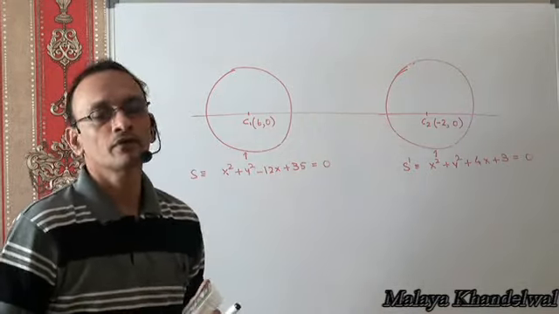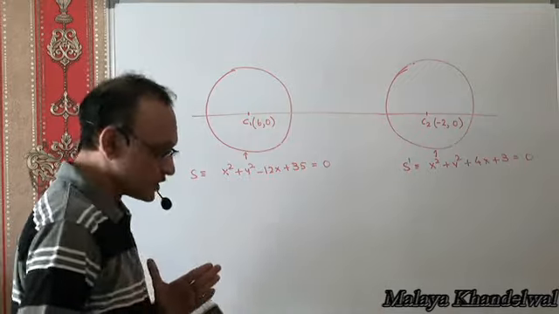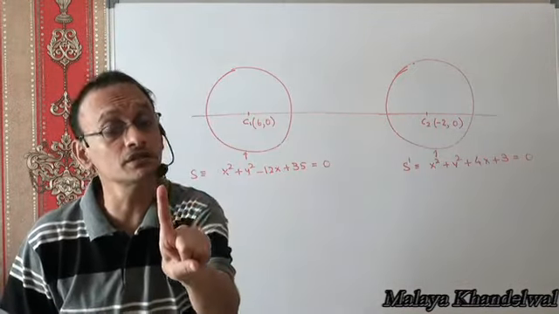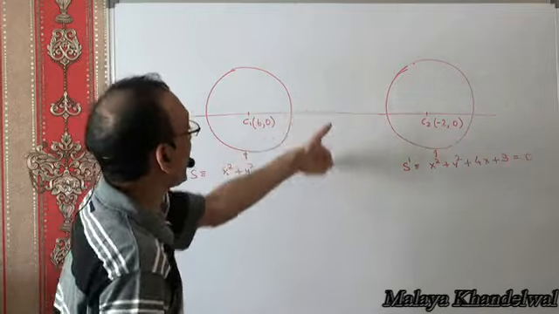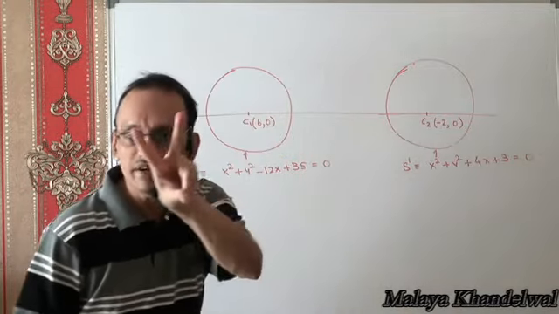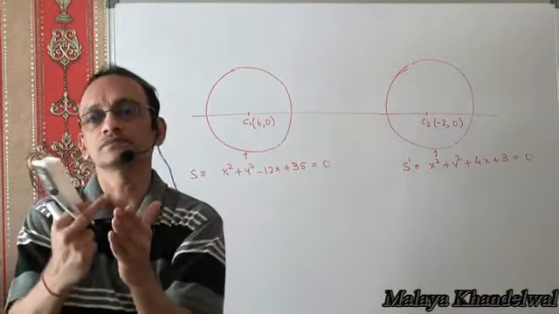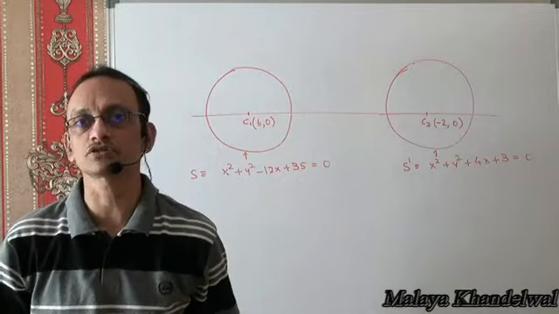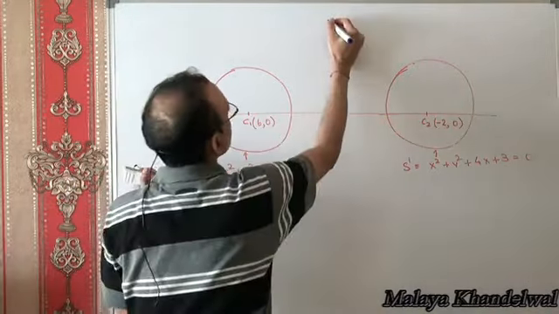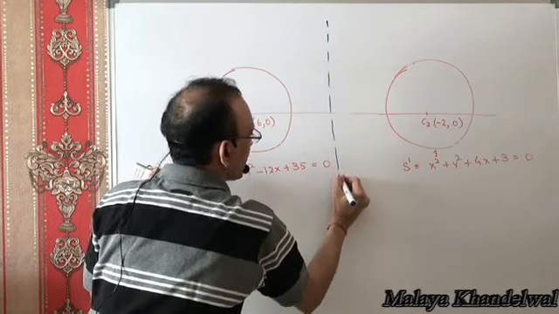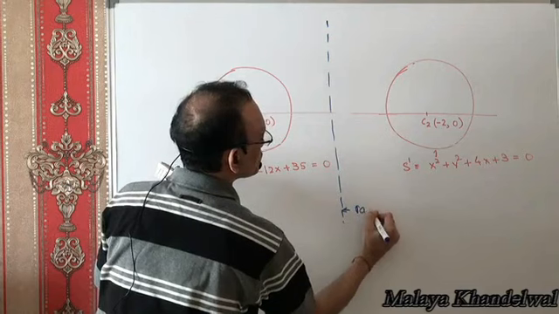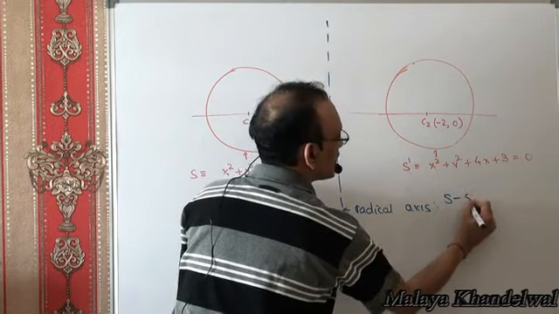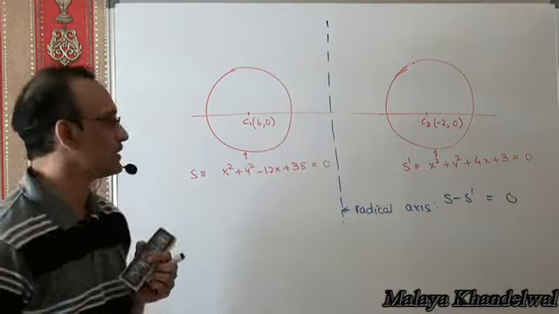Now, what we've learned from our concept session is the fact that if there is a circle which is orthogonal with two given circles, then the center of the circle will lie on the radical axis of these two given circles. Given two circles and a third circle which is orthogonal with these two circles, then the center of that circle will lie on the radical axis of these two circles. So first of all, this is the radical axis, RA. And we know that the equation of the radical axis is S minus S prime equal to 0. That's the equation of the radical axis of two circles.